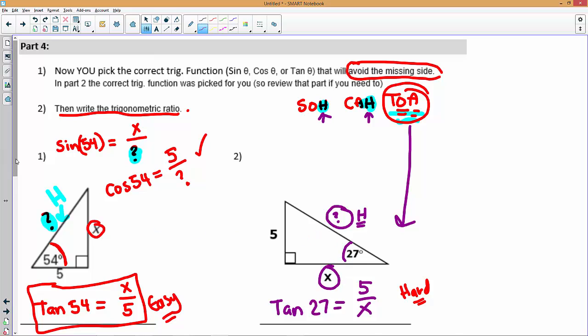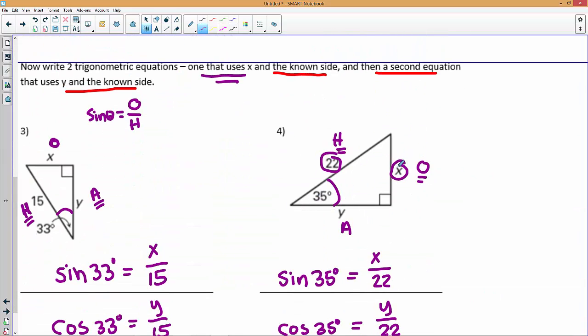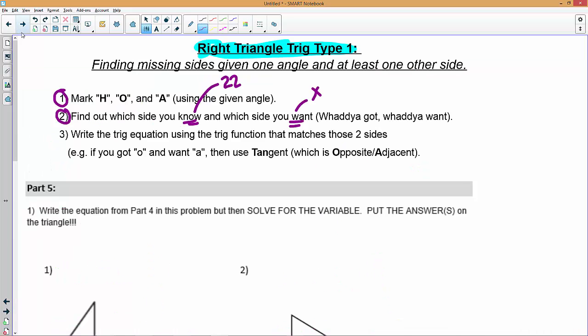Oh, I'm sorry, I'm on the wrong problem down here. I wanted x, the opposite, see? And I had 22, right? And of course I had the angle as well. But for sides, I wanted the x, the opposite, and I had the hypotenuse, okay? So that's what that means here, if you're curious.